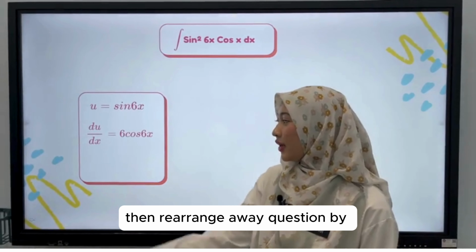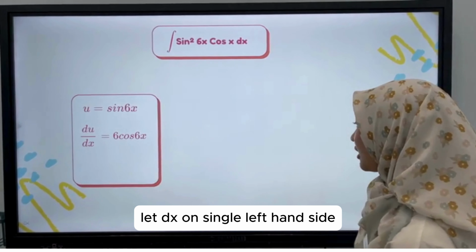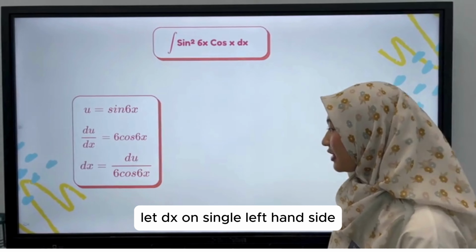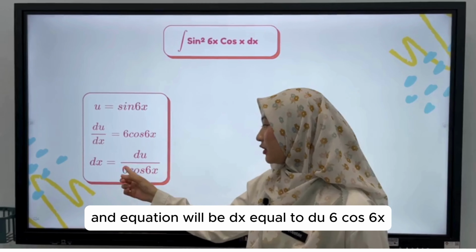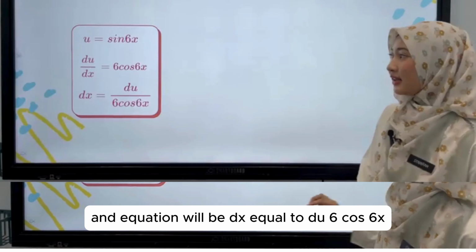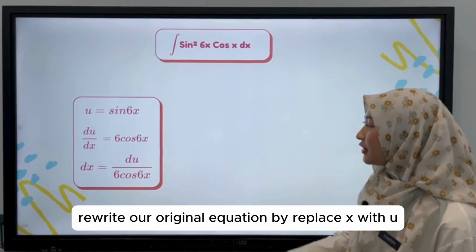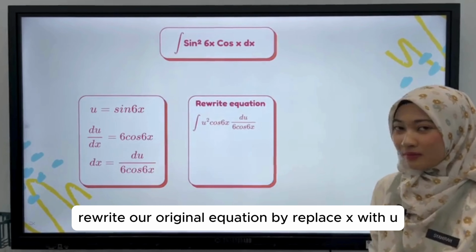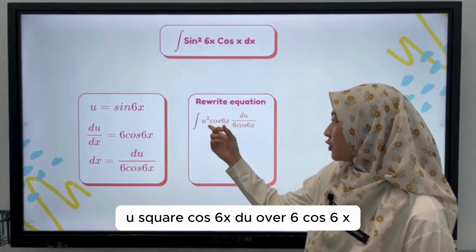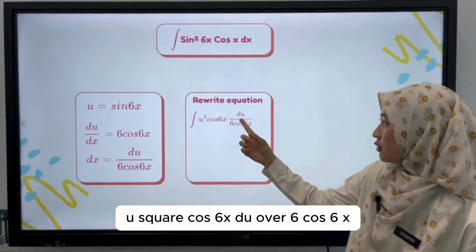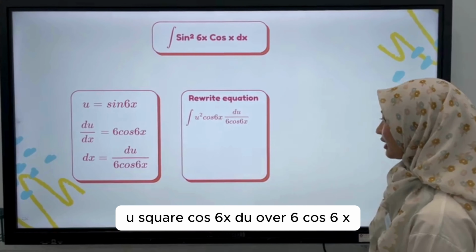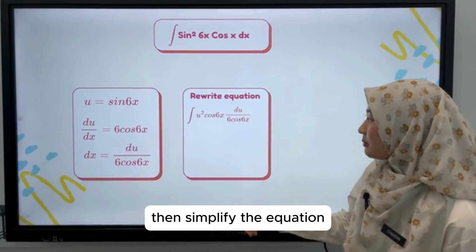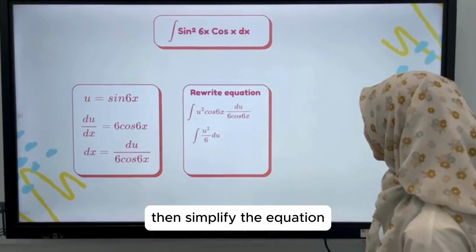Then rearrange our equation by leaving dx on a single left hand side, and our equation will be dx equal to du over 6 cos 6x. Then rewrite our original equation by replacing x with u. So our equation will be u square cos 6x du over 6 cos 6x. Then simplify the equation, it will be u squared over 6.